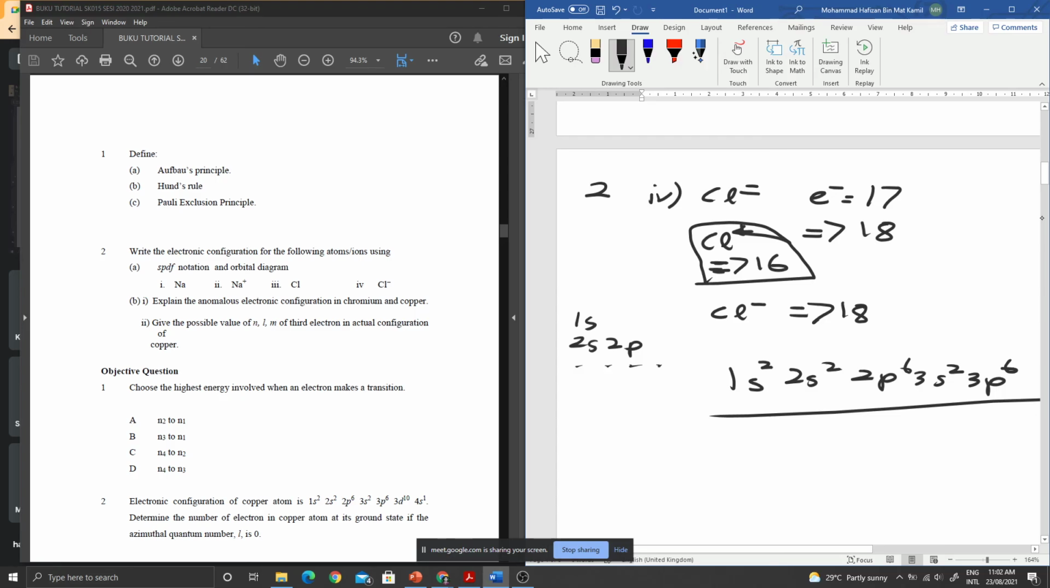Okay. Tetapi kalau untuk Cl, which is nombor 3, untuk Cl, electronic configuration dia kurang satu lah kan. Dia belum mencuri lagi. Maksudnya dia baik lagi. So 1s2, 2s2, 2p6, 3s2, 3p5. Okay. Boleh so far?